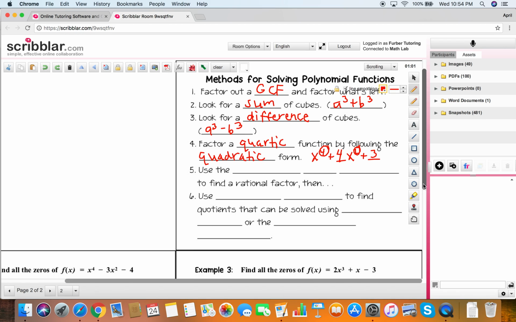Now, if none of that works, then we have the method that we learned today, which is the rational root theorem. And that allows us to find a rational factor. Then, once we find the rational factor, we can find the other factor by using synthetic division to find quotients that can be solved. And when we solve them, we're predominantly going to be using the square root method or the quadratic formula.